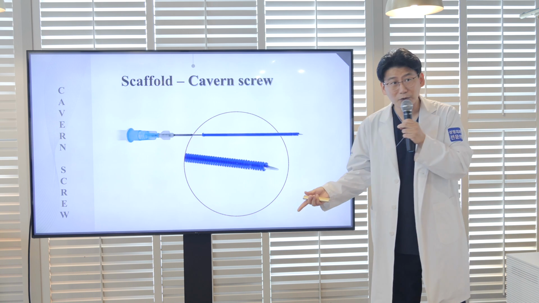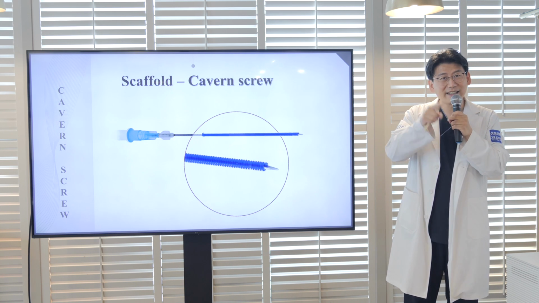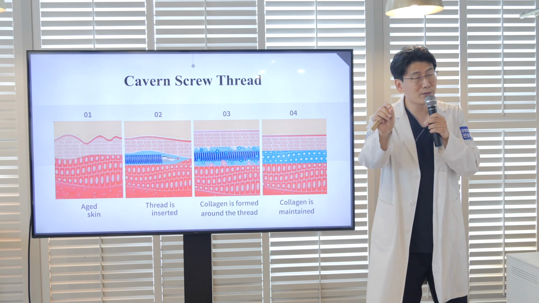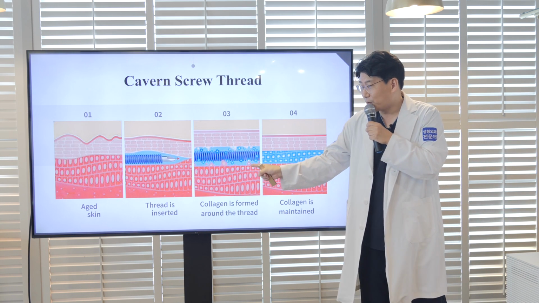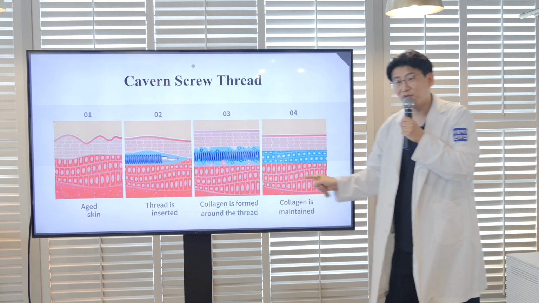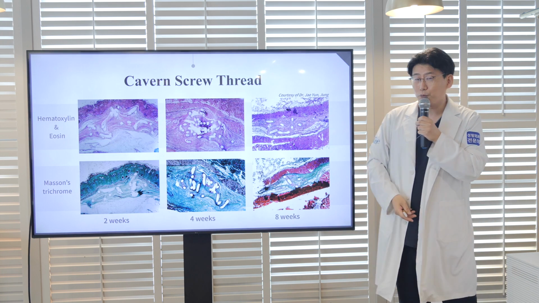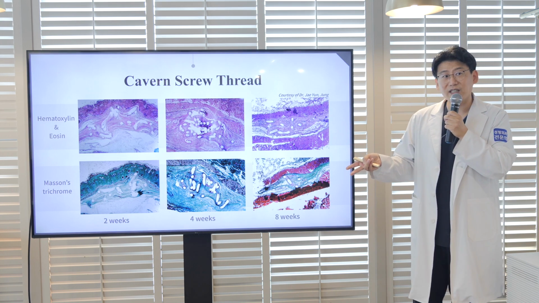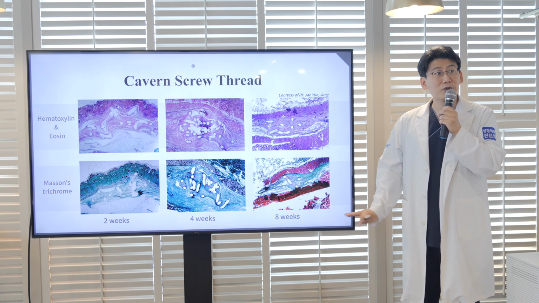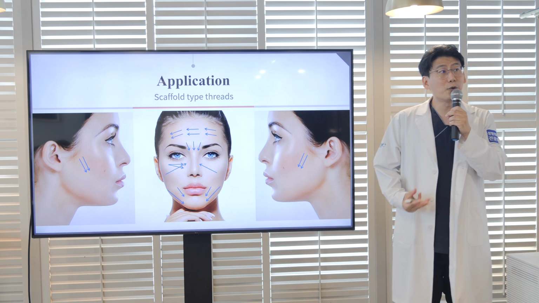The second model is Cavern. It's a very tight spiral. Once you insert the thread and remove the needle, the collagen will grow into the gap between the threads. Finally, it can make some volume. It's very useful. The histological study in the swine model also shows that there is a volume change because of the thread. We can restore volume with this thread.